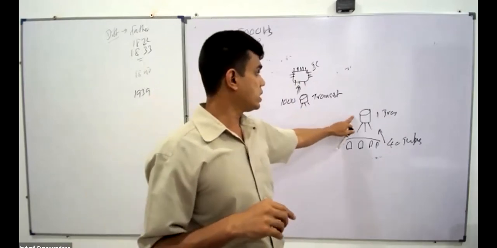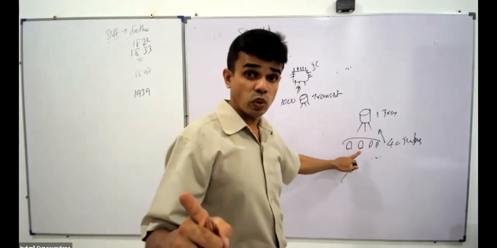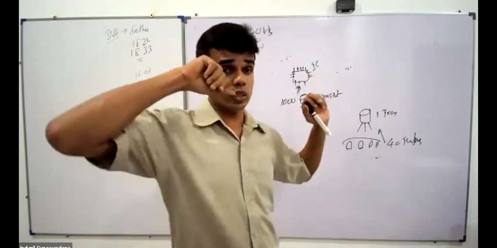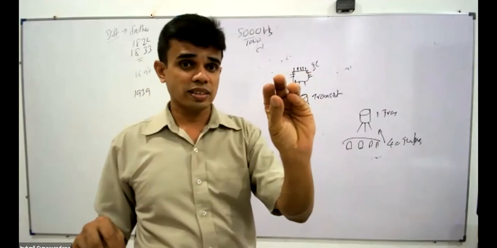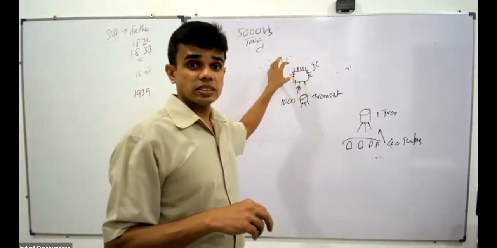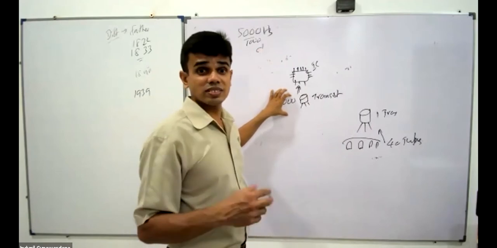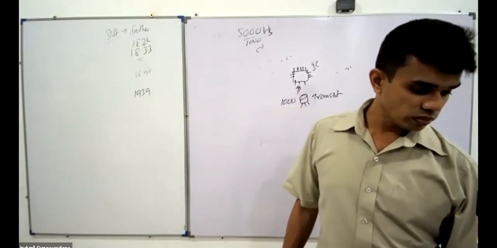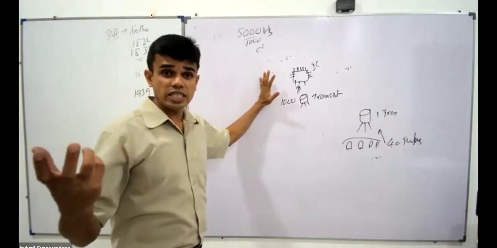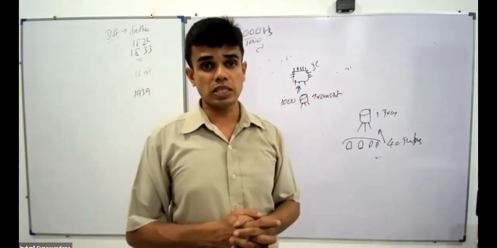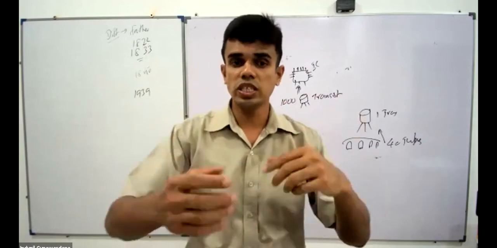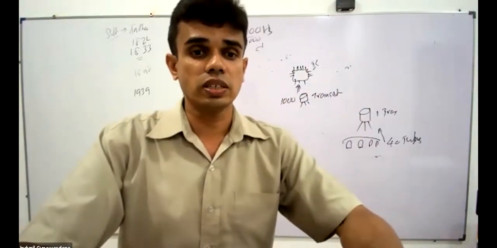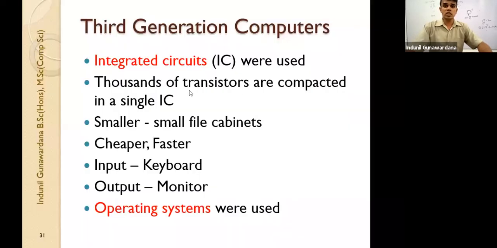Why is this? One transistor replaces 40, and when you go for 1,000 transistors, we can have the micro IC. So if you fix one IC, that replaces the job of 1,000 transistors. So that is 40,000 vacuum tubes. That's the level of the ICs. Then you understand how compact and how small our equipments are now when it comes to the third generation, and how energy efficient. Thousands of transistors are compounded into one single IC, with smaller, small file cabinets, then cheaper, faster keyboards and monitors.